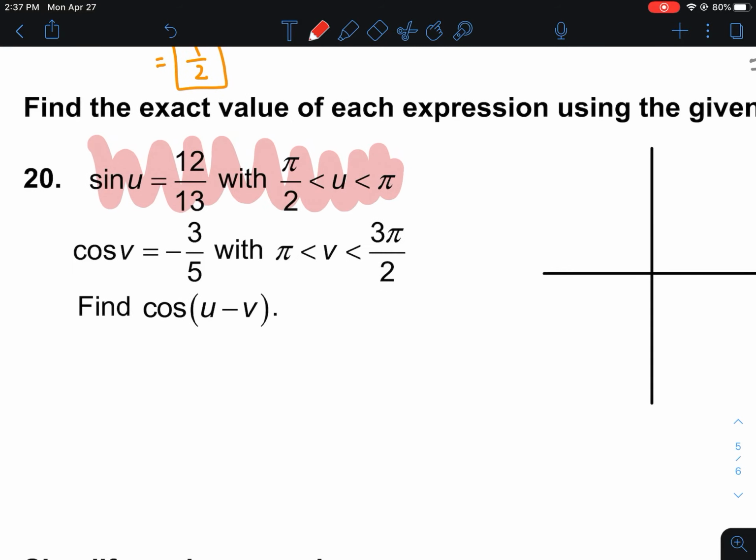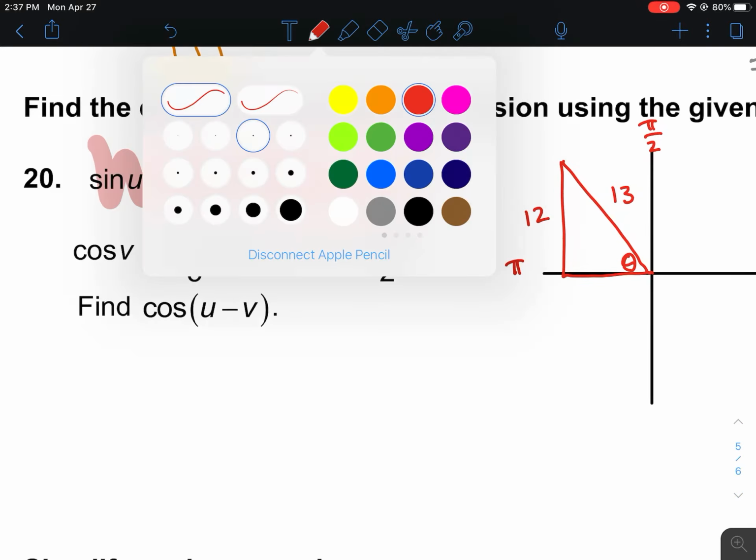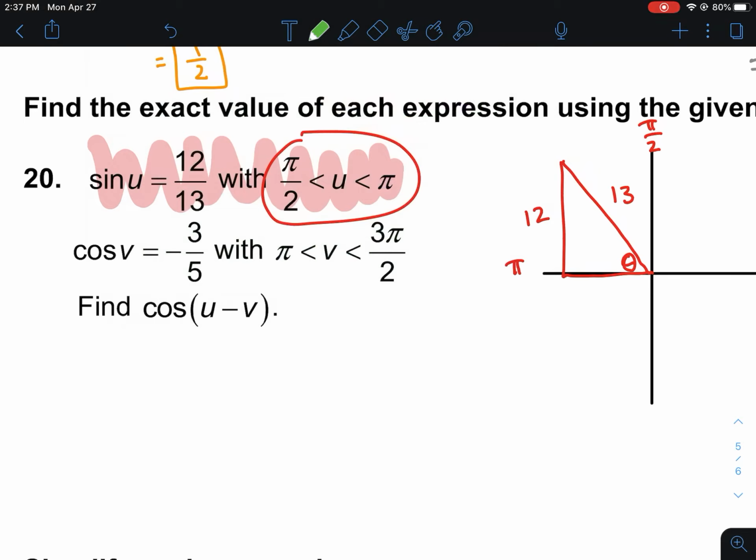So sine of u is 12 over 13. That tells me sine is positive, but it tells me it wants to be in quadrant 2. With sine being positive, I had two options, either quadrant 1 or quadrant 2, but it specifically said it wanted it in quadrant 2. So sine is opposite over hypotenuse. I'm going to have to do some Pythagorean theorem here to find the missing side, and I end up getting 5. However, this is going to be a negative 5 since it's in quadrant 2.